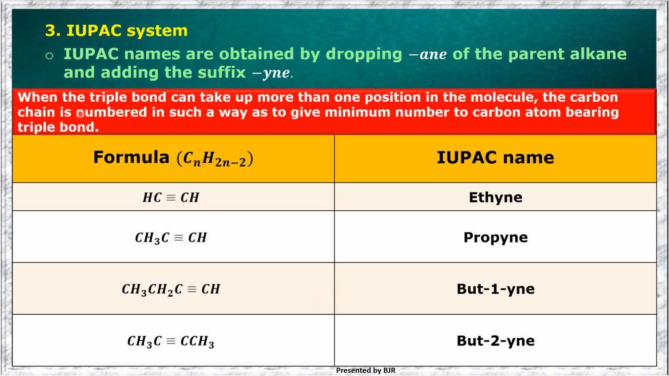So when the triple bond can take up more than one position in the molecule, the carbon chain is numbered in such a way as to give the minimum number to the carbon atom bearing the triple bond. More about IUPAC names of alkynes will be discussed later.